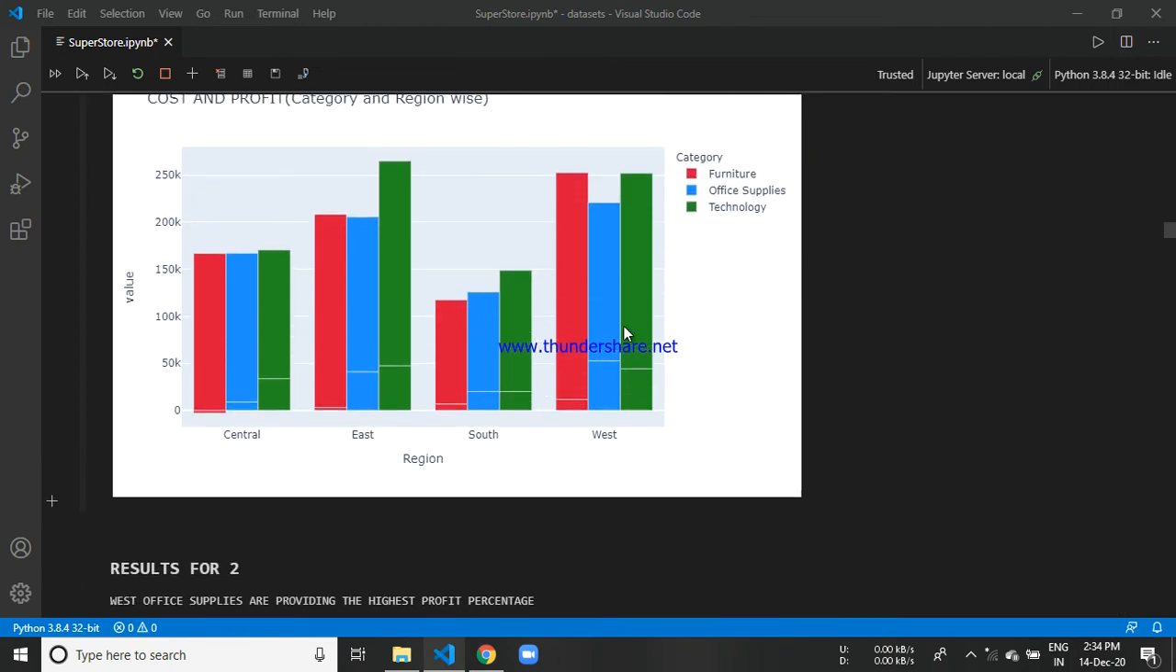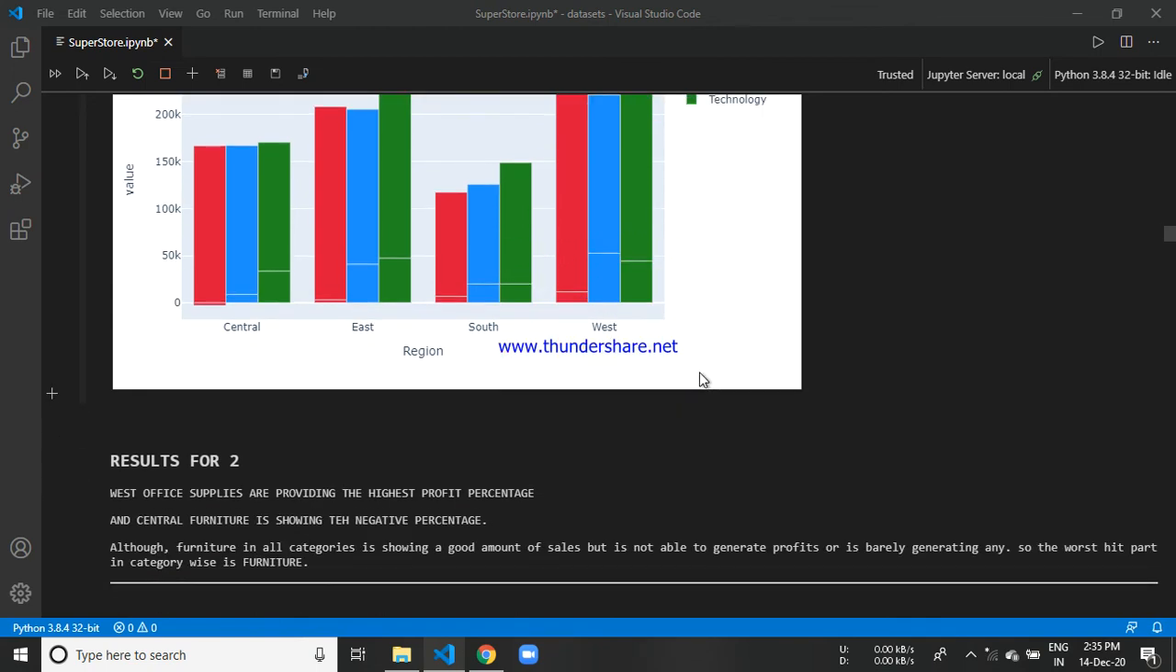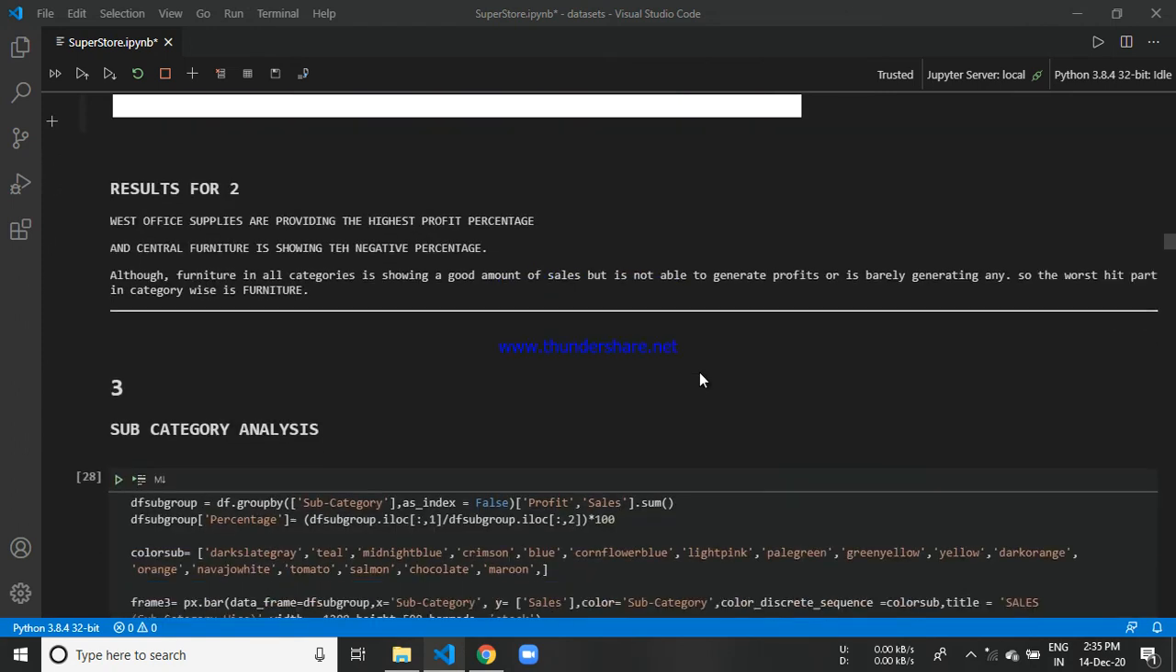You can see even in the west the furniture is not showing a good profit percentage. Even the south, east and central as well. In the central it is negative and in all others the furniture is not showing a good result. So there could be a specific problem in the furniture only. Okay, let's get into it.